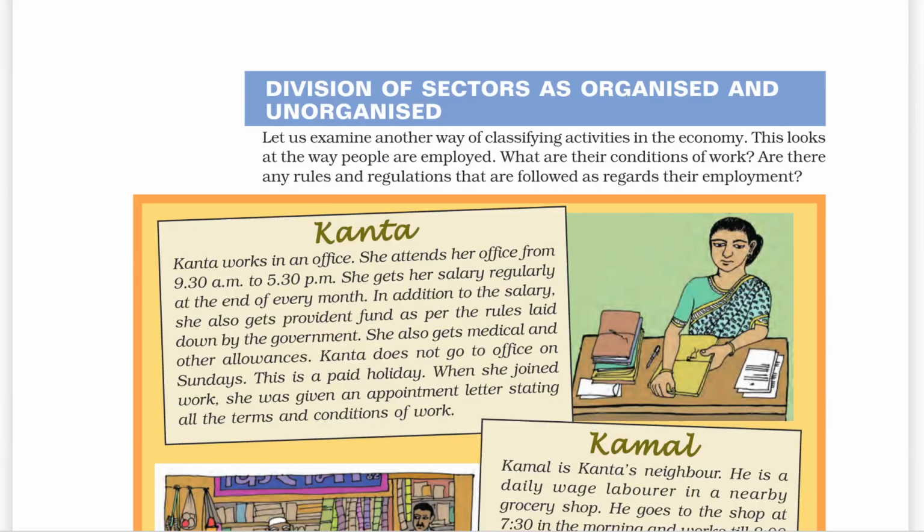Let's work these out. Understanding economic development.